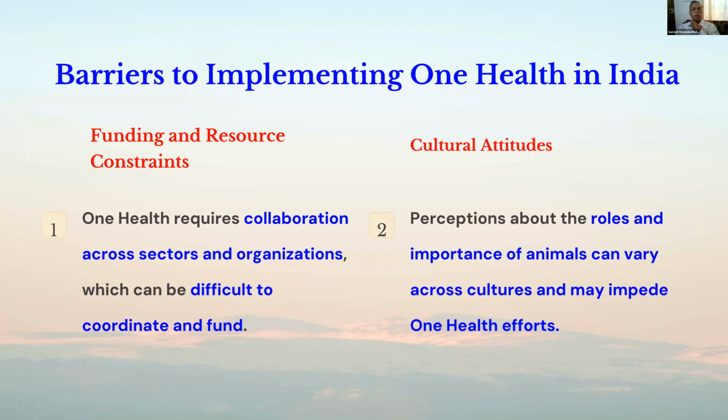There are barriers to implementing One Health in India. The first and foremost is funding resource constraints, and the second one is cultural attitudes. If we collaborate across the sectors, the funding can be managed with fewer funds, and we can manage the difficult issues. Cultural attitudes, the perceptions about the roles and importance of animals across religions and cultures, will affect One Health efforts.